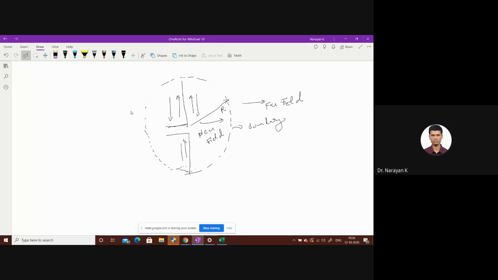Are all of you able to see this diagram? Yes, sir. Very good. Okay.